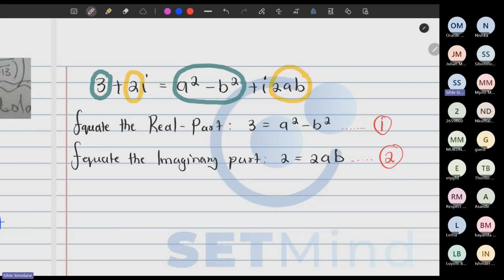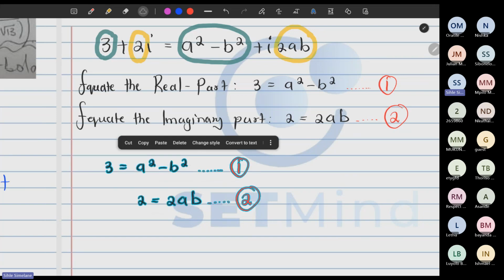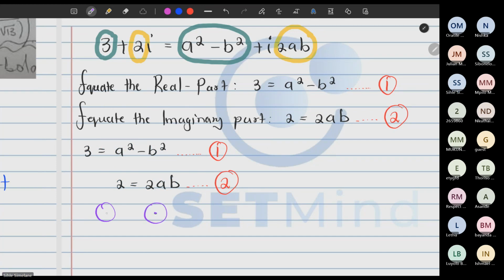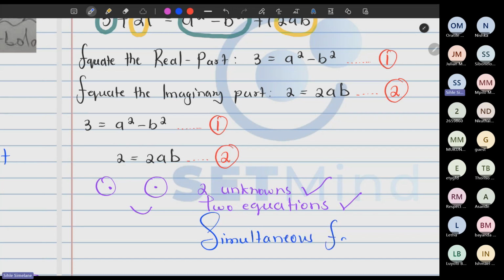Okay. If you look at equations 1 and 2, we have two unknowns and we have two equations, which means we must now use simultaneous equations. That's the first thing which should come to our head. We must use simultaneous equations because we have two unknowns and we have two equations. So obviously what we need to do is simultaneous equations. Here we come.